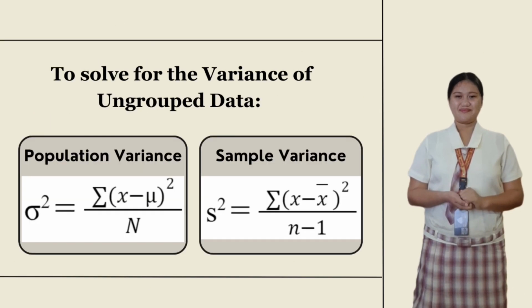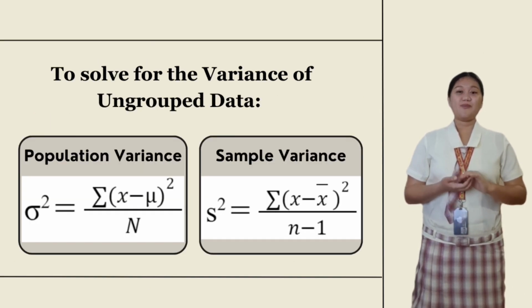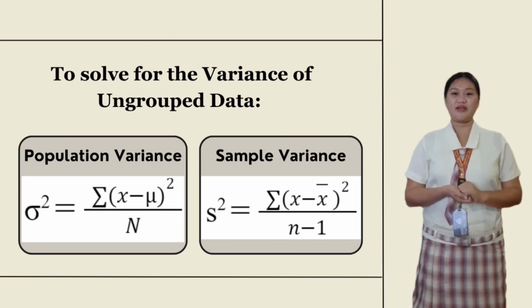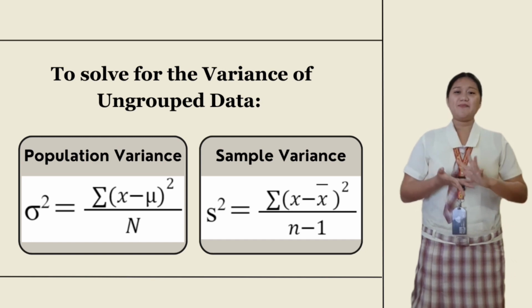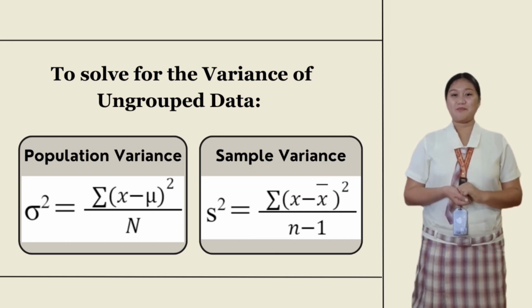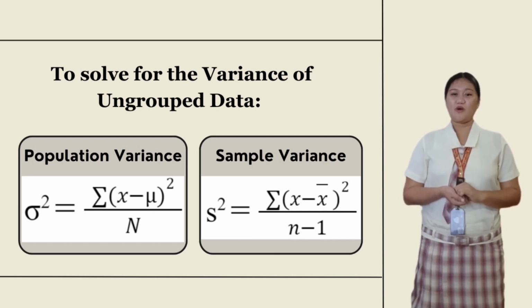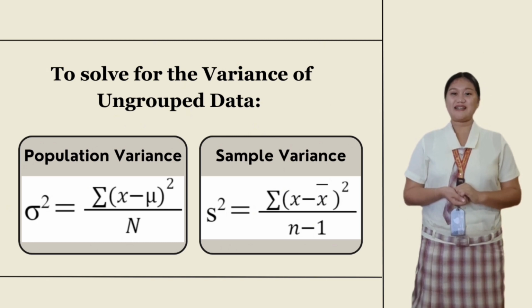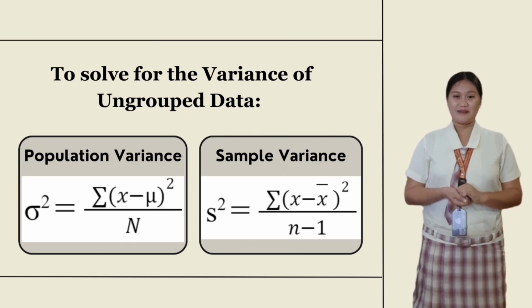I have here the formula of the variance for ungrouped data. We have the population variance, which is equal to the summation of the squared differences between each data score and the population mean divided by the total number of the data scores in the population. And we also have the sample variance. Sample variance is equal to the summation of the squared differences between each data score and the sample mean divided by the total number of data scores minus 1.